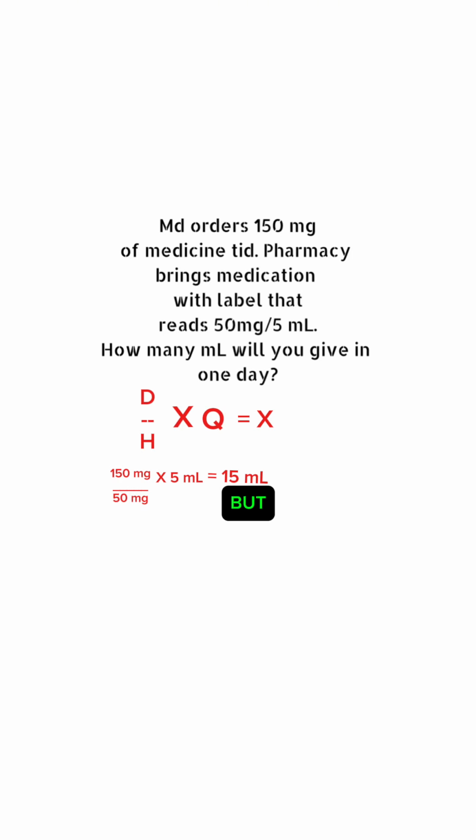So the pharmacy brought us medication with a label that reads 50 milligrams in 5 milliliters. So it's 50 milligrams strong. So we plug 50 milligrams in where H is. We multiply it by 5 milliliters.